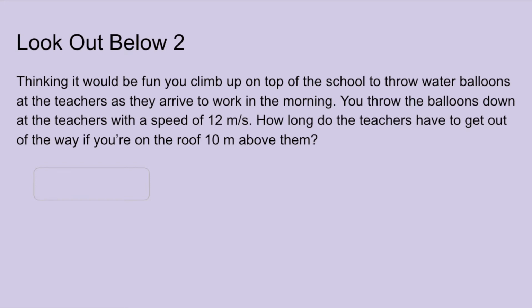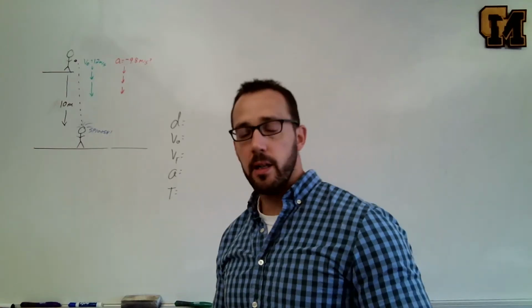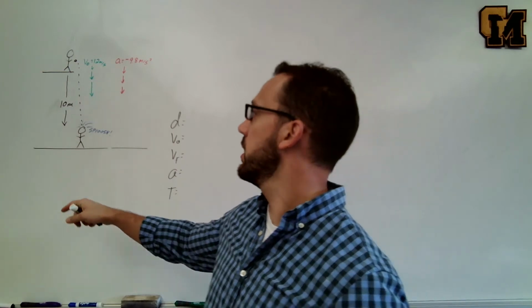Thinking it would be fun, you climb on top of the school to throw water balloons at the teachers as they arrive to work in the morning. This time, you're going to throw the balloons down at the teachers with a speed of 12 meters per second. How long do the teachers have to get out of the way if you're on the roof 10 meters above them? So again, we have our picture drawn.